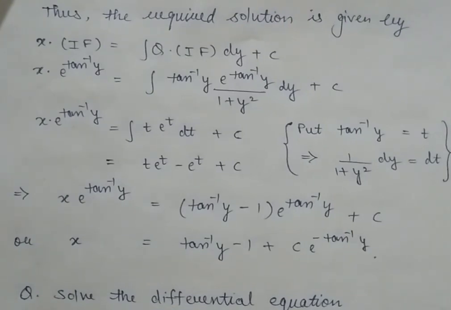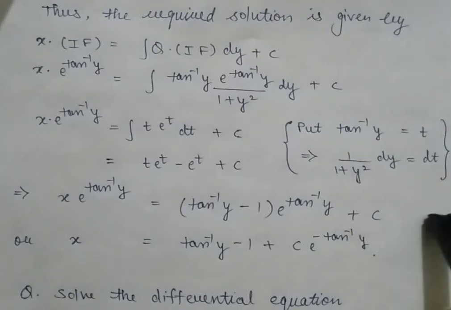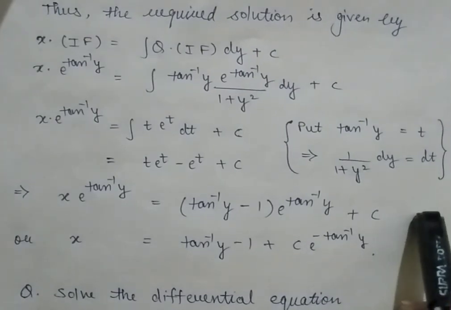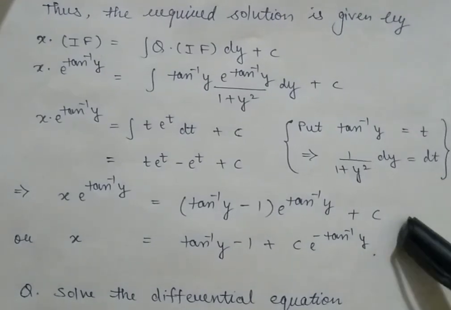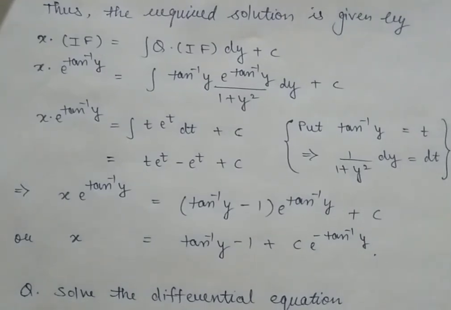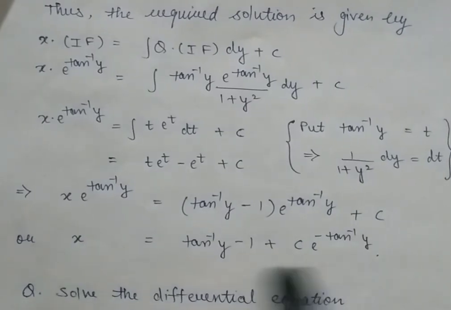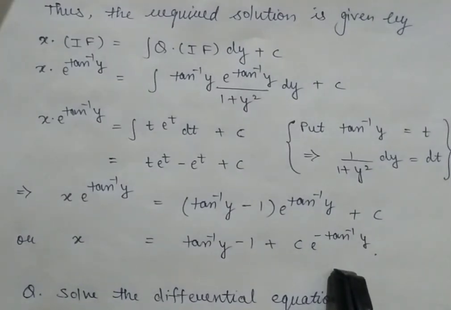We can also leave our answer at this stage, but if it is possible to separate variables, that is if we can write the variables explicitly, with x on one side and y on the other side, then that would be better. You can also leave your answer at this stage, but it is better to write it in explicit form.